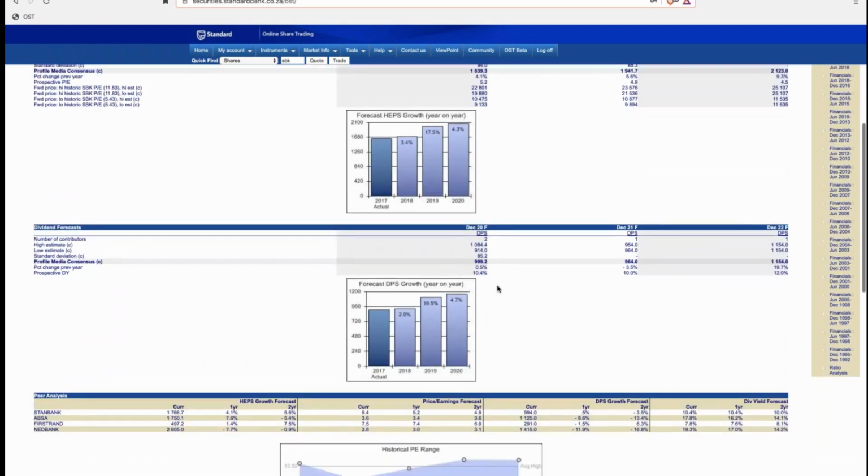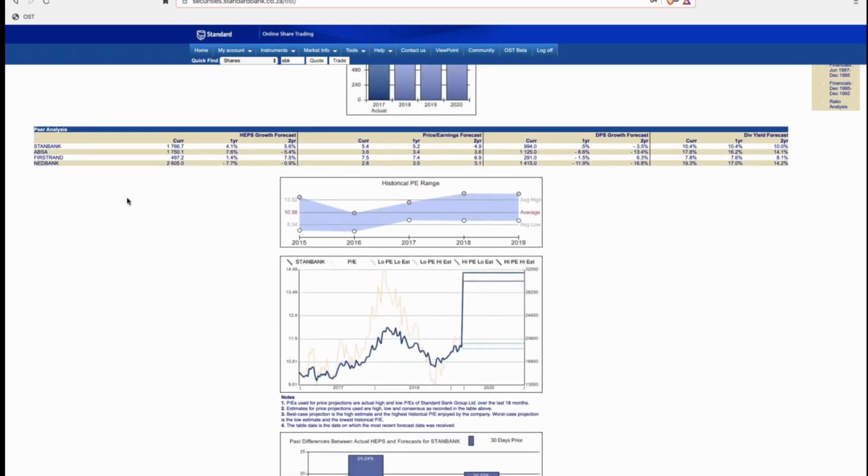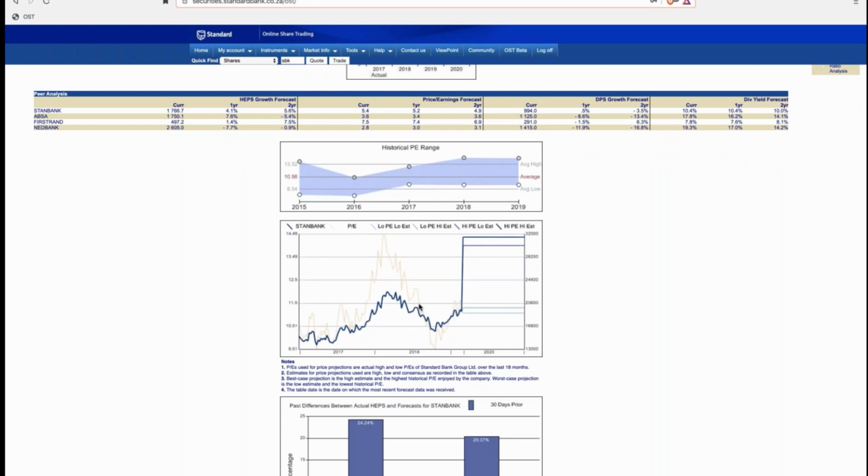Makes sense. We've got the same here for dividend. What is the expected dividend to be? Again, we have 2, 1, and 1, so we've got less on the dividend. We've got the peers, so Standard Bank, ABSA, FirstRand, and Nedbank. What are expectations going forward over the next couple of years, so we can get a sense of how the different banks are comparing.